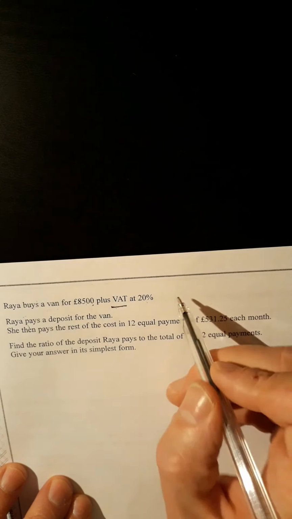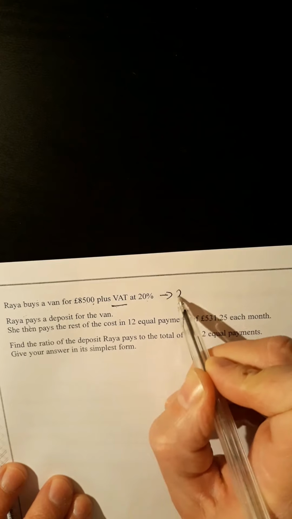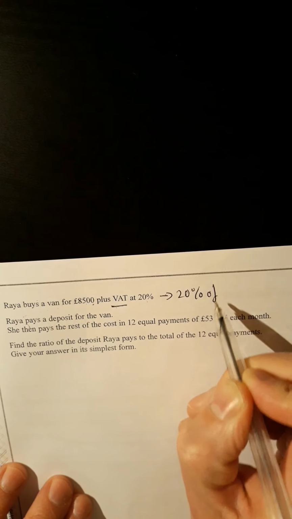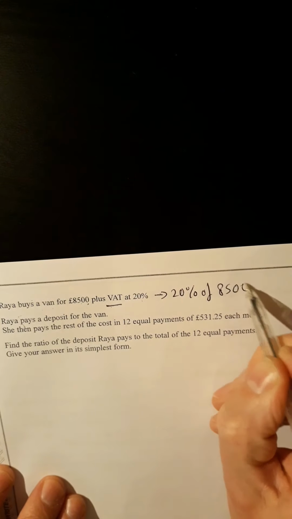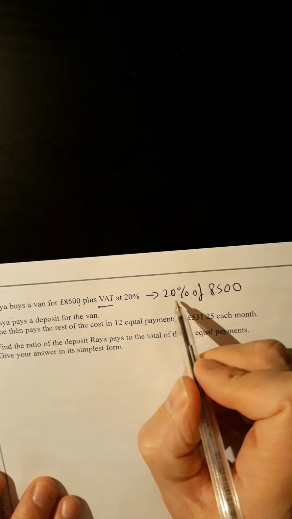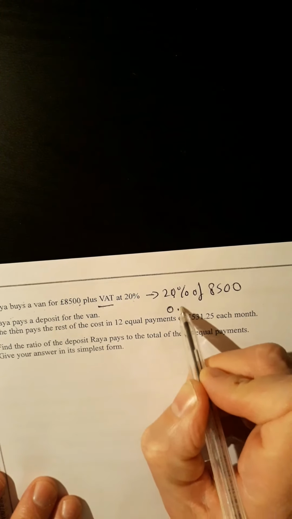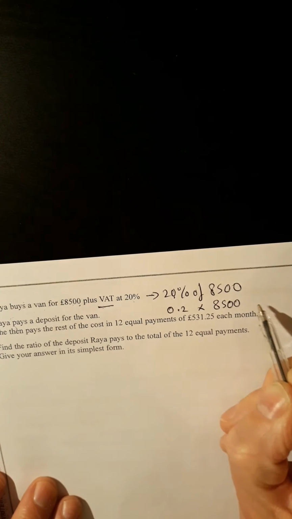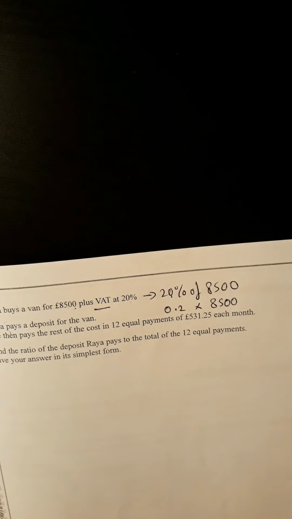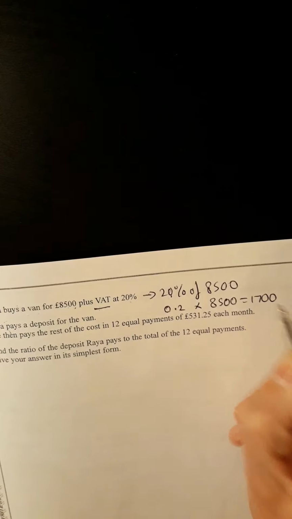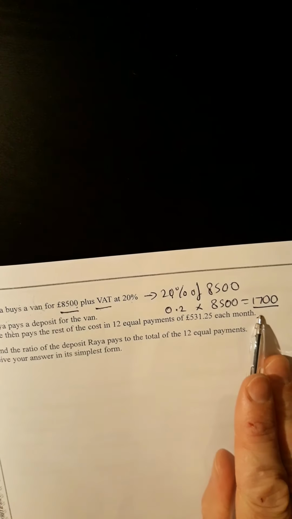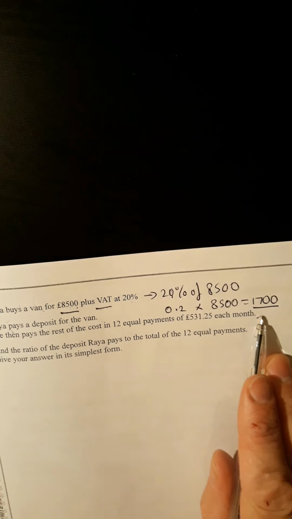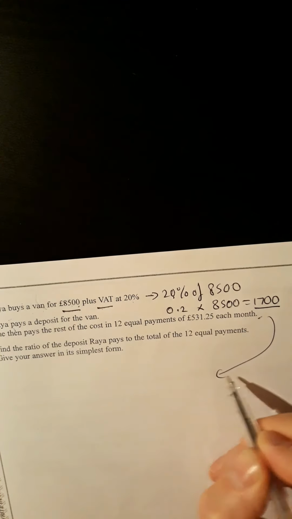So let's just deal with that first, okay? Let's deal with that 20% of 8,500. You could do this without a calculator, but we've got a calculator. 20% as a decimal is 0.2. Of, we know we always use times for that if we're finding something of something. So 0.2 times 8,500 is 1,700. So what that means is Rhea's going to have to pay 8,500 plus 1,700. Okay, so I'm going to write that down here.